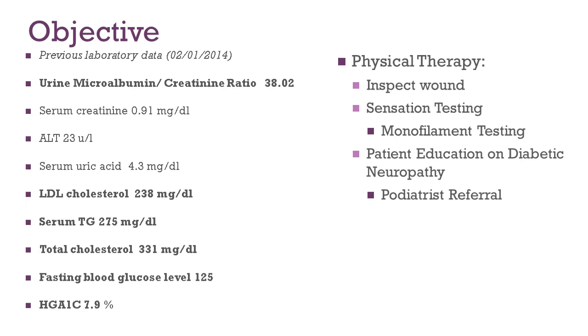For the objective information, the patient has 2 lab results, one about 6 months ago and the other about 6 days ago. The previous laboratory data, collected on February 1st, showed that the patient has an elevated urine microalbumin and creatinine ratio. It was 38. He also has elevated cholesterol level, elevated triglyceride, elevated total cholesterol, and elevated fasting blood glucose level. It was 125, and the A1C percentage was elevated.